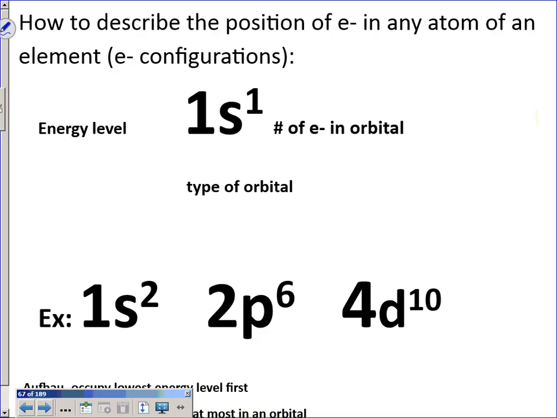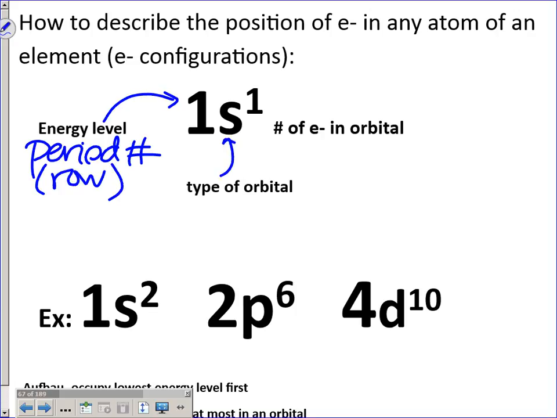Here's what everything means. 1, that first coefficient-like number, just means the energy level we're talking about. You might want to write down this legend because it helps you understand what the numbers and letters mean. So that number in the front just means I'm the first energy level, the first period. And on a periodic table, where is the period located? Horizontal or vertical? Horizontal. Okay, so that's a row.